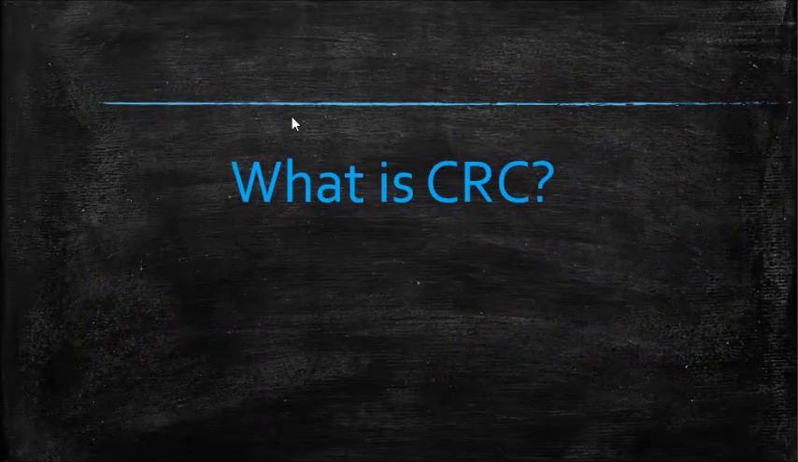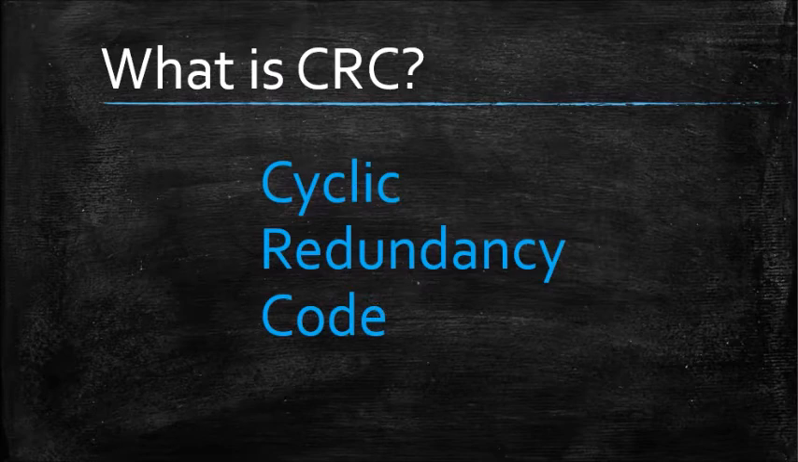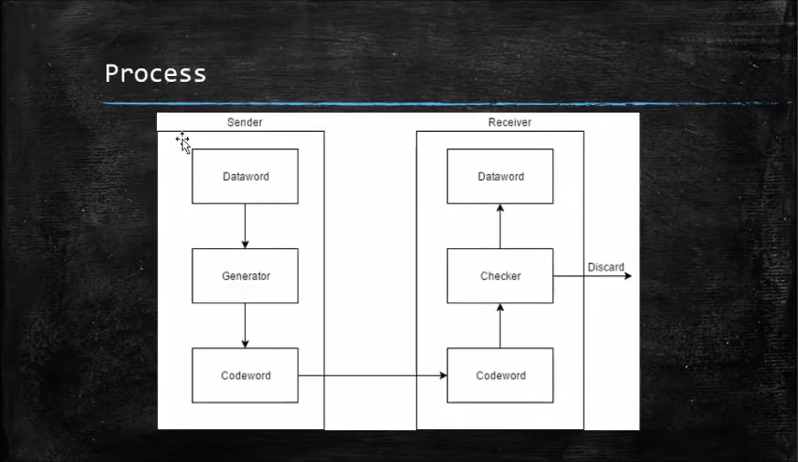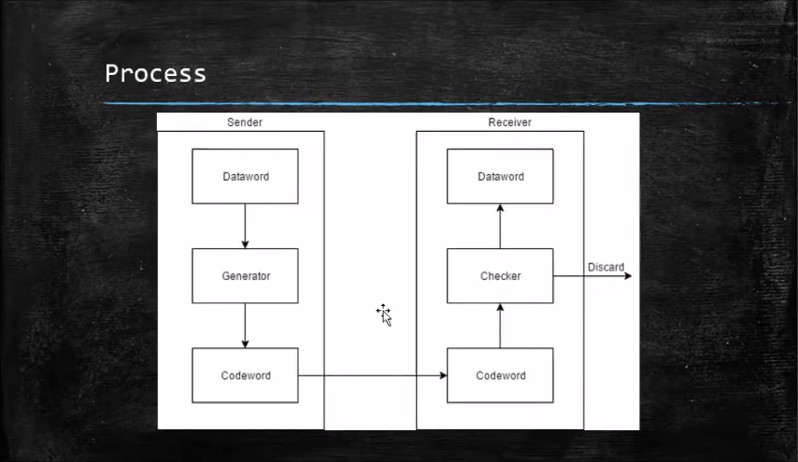What is CRC? CRC stands for Cyclic Redundancy Code. So how does CRC work? When a sender wants to send data to the receiver, the data must undergo the generator, which is the attachment of the check code, the check value attached to the data word to form the code word. The check value plus data word will form the code word. So this code word then will be transmitted.